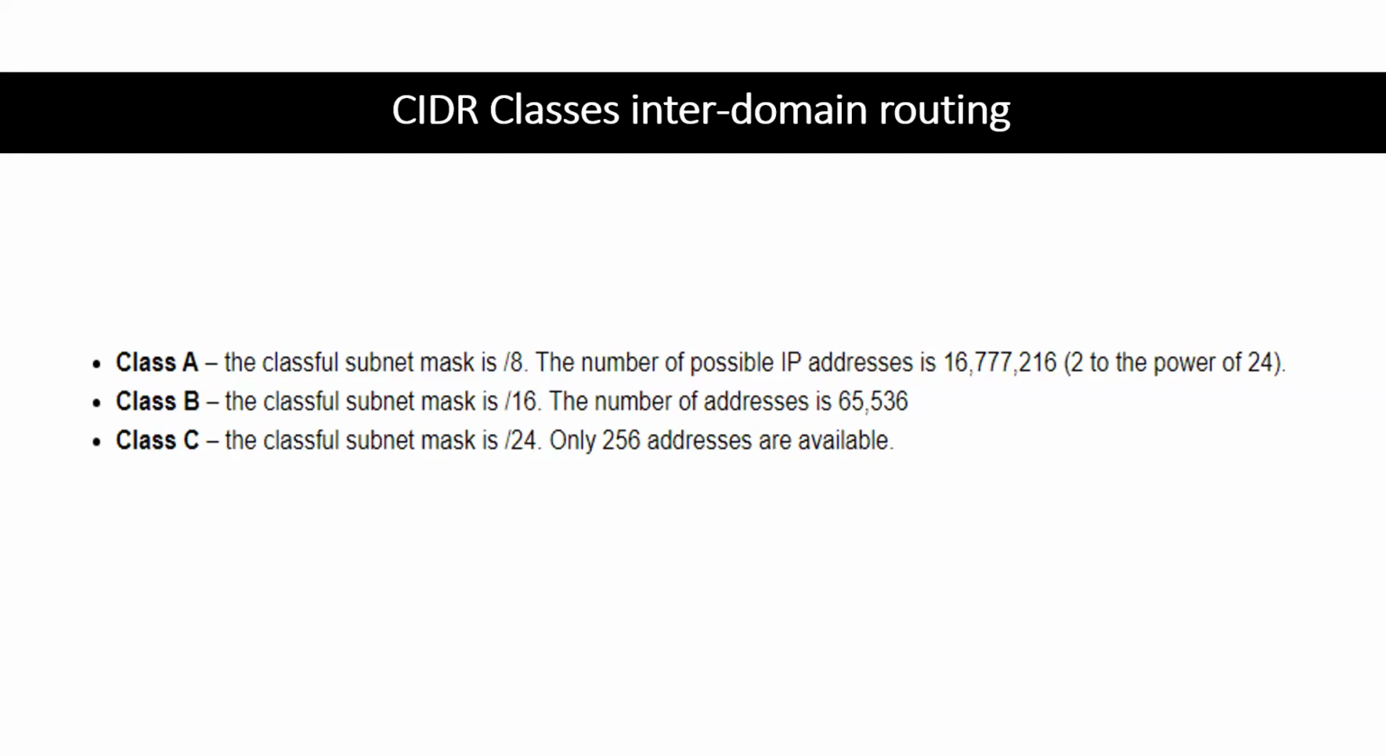Class B is /16. The number of host addresses you can potentially have is 65,536. Class C, my favorite, is for a small network. It's going to be a /24, and it only has 256 addresses available that you can assign to hosts. So you've got your class A, class B, class C. Class A is your biggest, class B second biggest, and class C is your smallest.